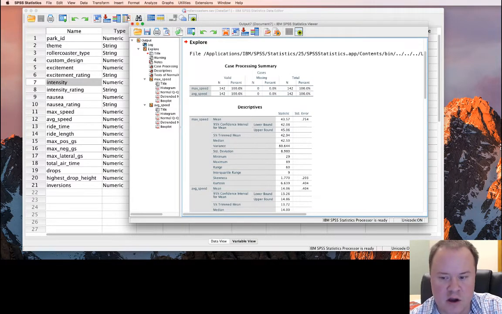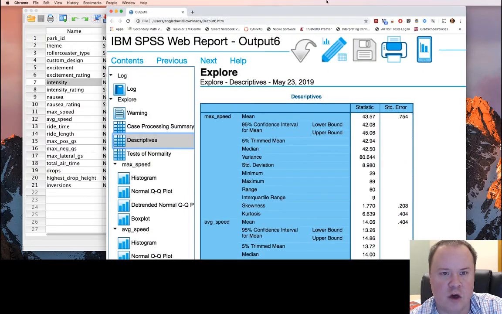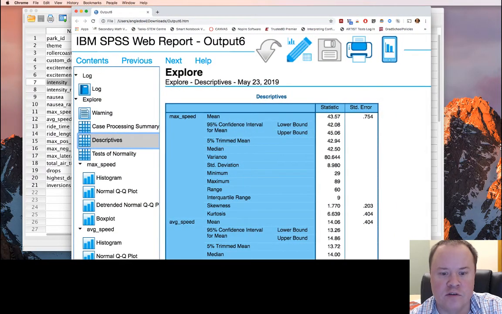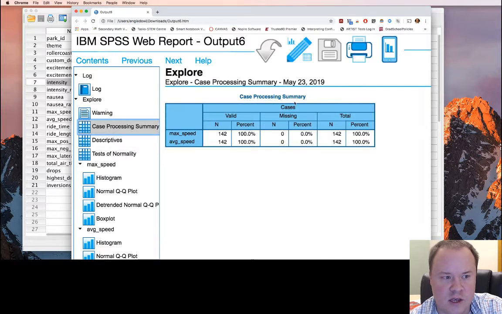So I have already exported this as an HTML web report, which you may find useful to you, especially if you're going to look at output later on a computer or device that you don't have SPSS on. You can export the output and open it with any kind of web browser. So it's kind of nice. All right, so I've selected the descriptives tab here. There's also this case processing summary. This will be the first thing in the output that you see, and you'll notice there's 142 roller coasters.